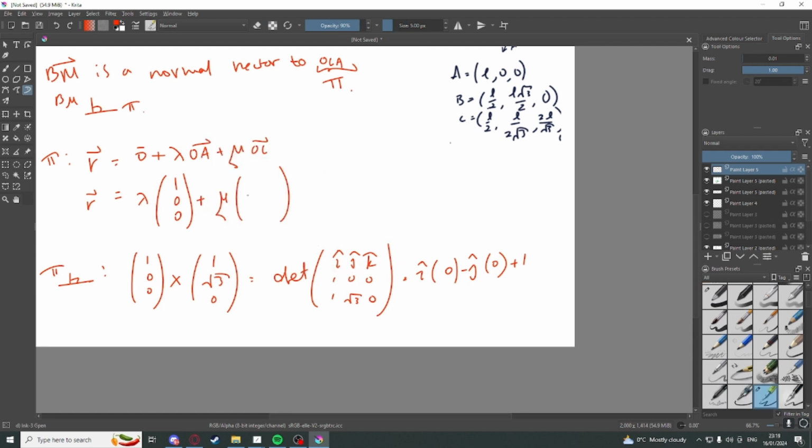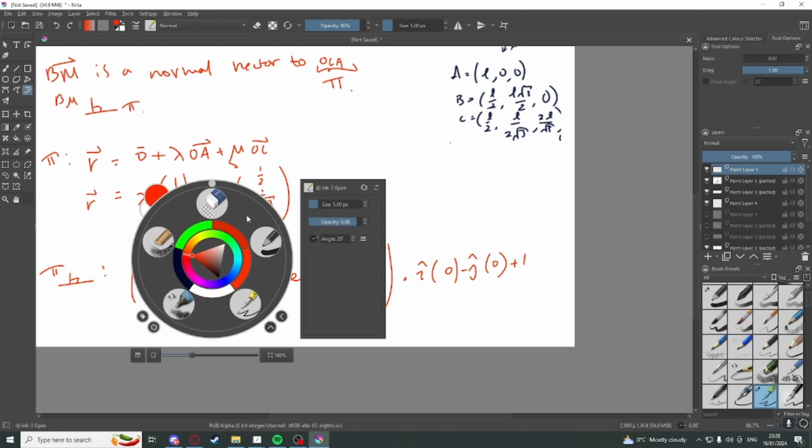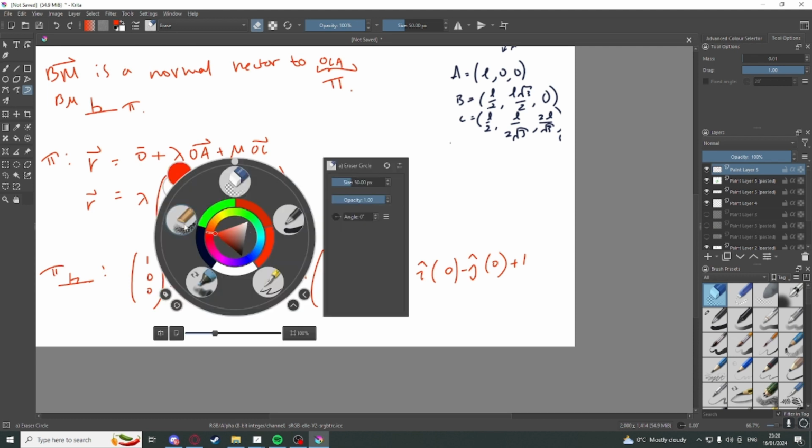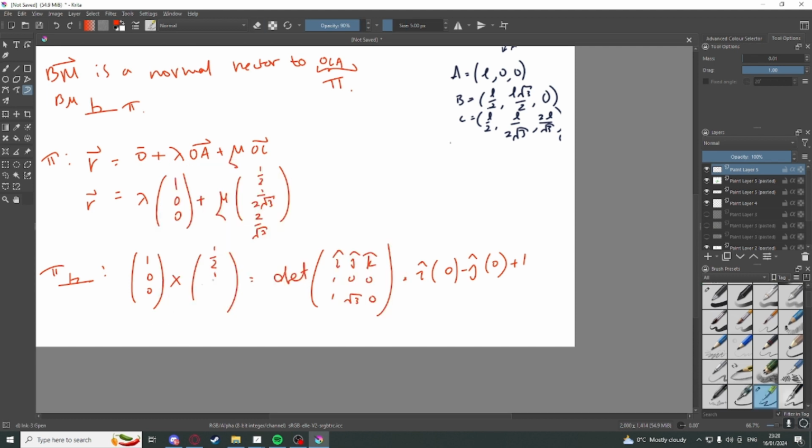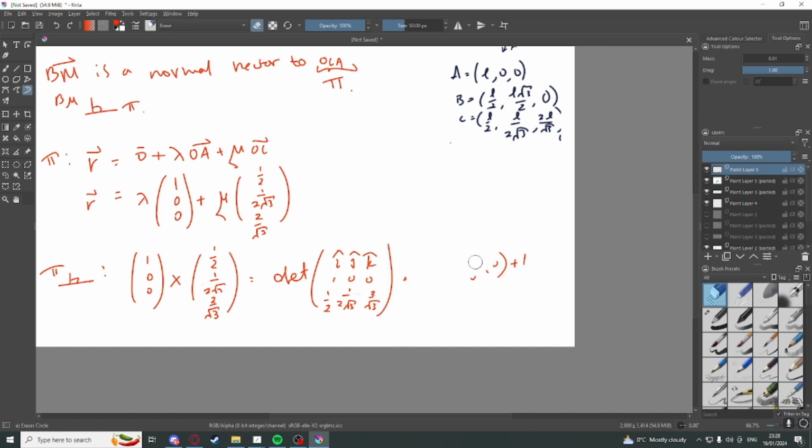L over 2. So I'm going to absorb all of these L's. So 1/2, 1 over 2 root 3, and then 2 over root 3. And so because of that, I have to change all of this now. So this becomes 1/2, 1 over 2 root 3, and 2 over root 3. Okay, so this also changes: 1/2, 1 over 2 root 3, and then 2 root 3. So what that does now is it changes all of this.